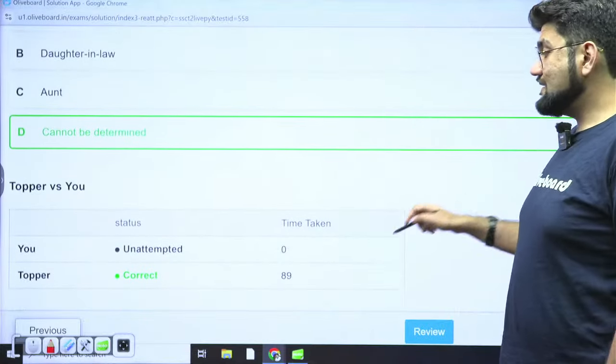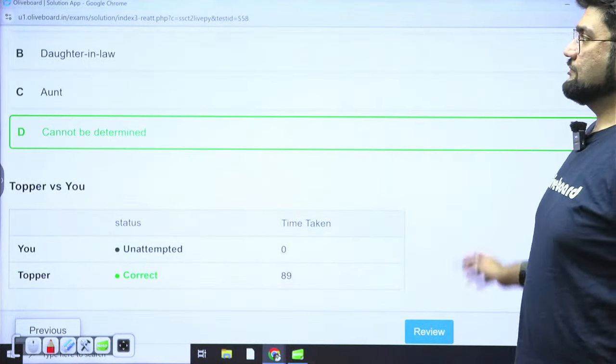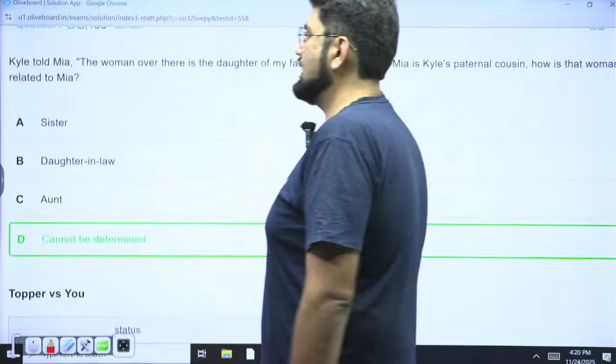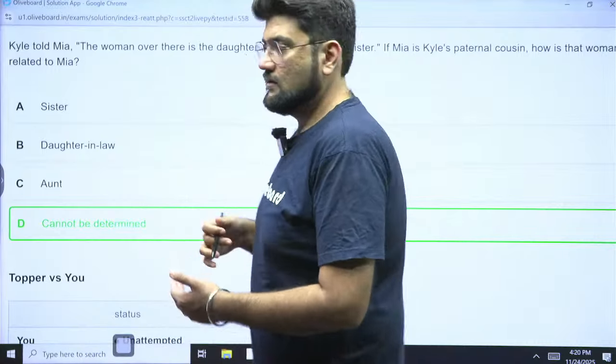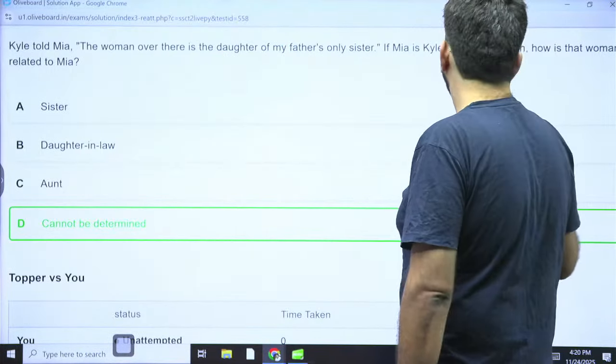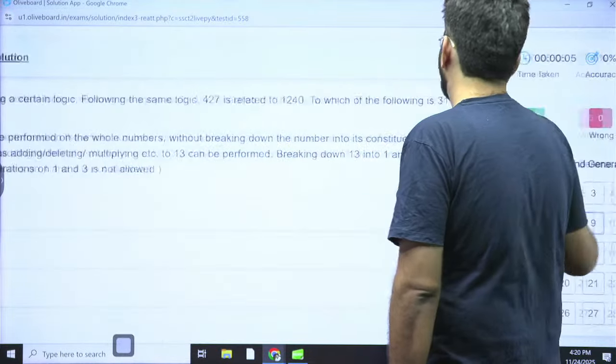Cool. 89 seconds. Blood relations is a problem. Probably understanding and decoding this has been a problem. Hence 89 seconds. Anyways, can work on this one. Next.